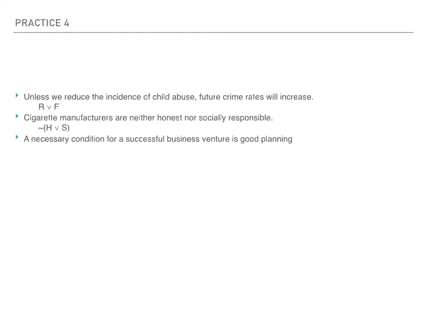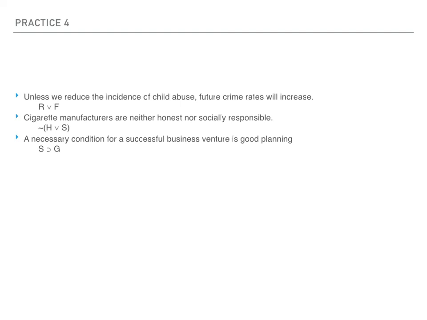So we should apply here the same kind of ideas that we had before. The necessary condition for a successful business venture is good planning. So if we have G represent good planning and S representing a successful business venture, then what this says is that if you have a successful business venture, then you had good planning. So that the necessary condition goes into the consequent. So this is just the same as before.